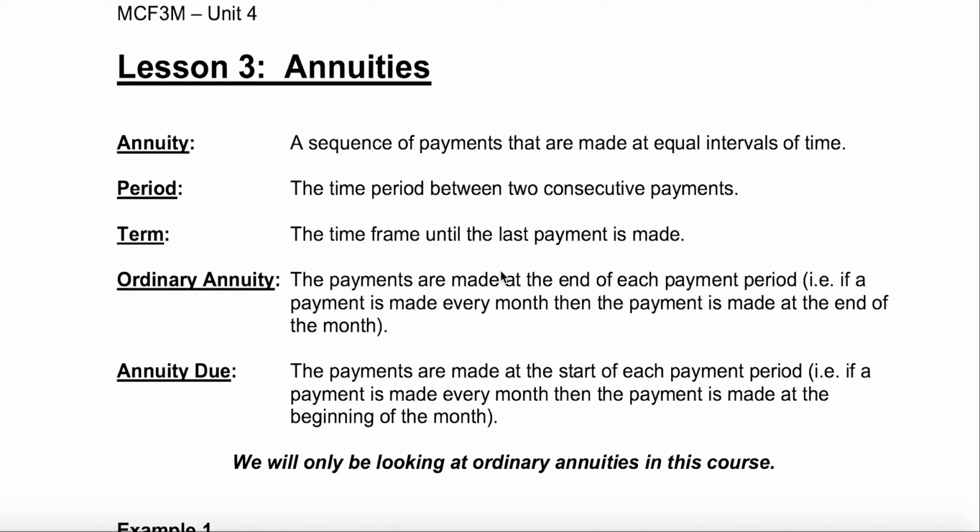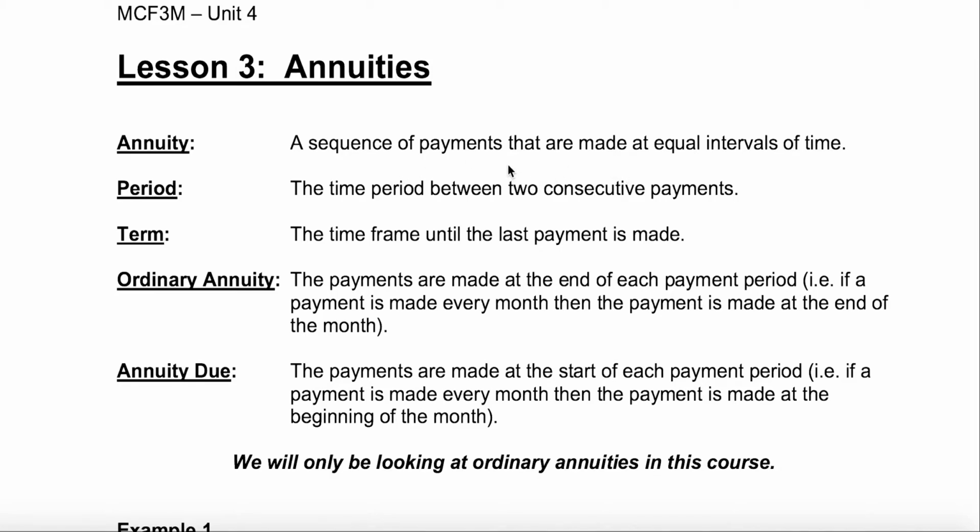Lesson 3 is on annuities. So far we studied compound interest, and then we rearranged the formula and we talked about present value. Those just relied on a one-time lump sum of money. An annuity is different. An annuity involves a sequence of payments that are made at equal intervals of time.